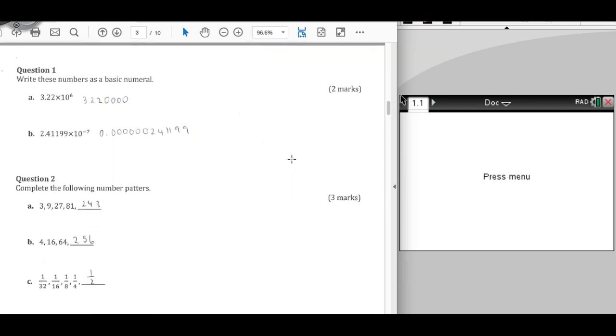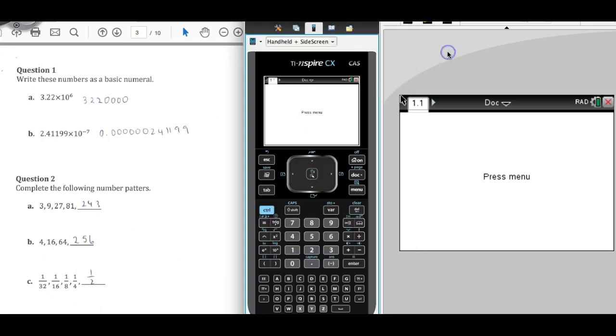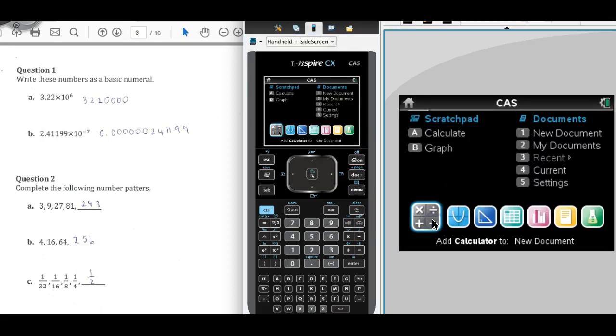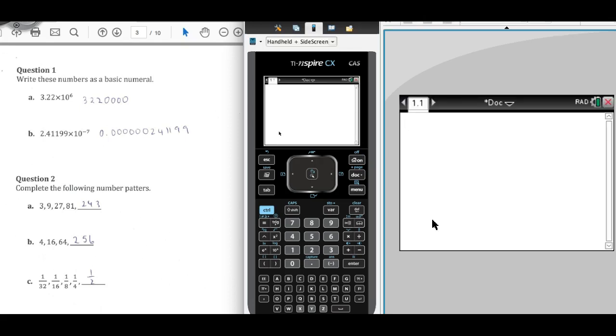In the CAS active part, if you don't do it all by calculator, or the majority of it by calculator, you're not going to get it done. So please make sure that you don't think, oh, I'll do it by hand, because you're not going to have time. So what I'm going to do is do the first part all by calculator and the second part all by hand. Okay, so the first question, 3.22 times 10 to the power of 6.